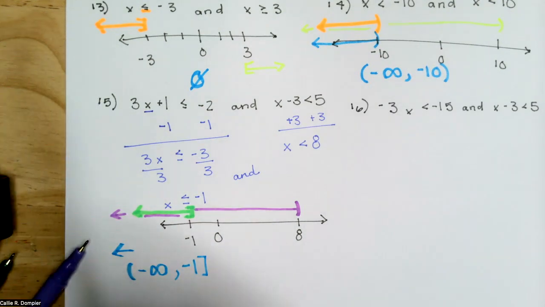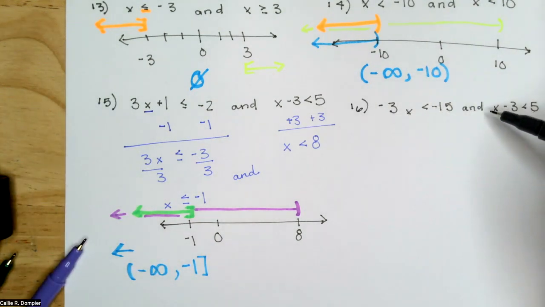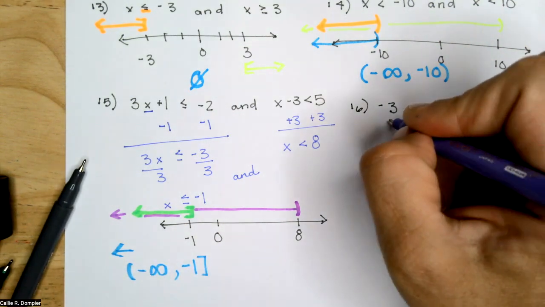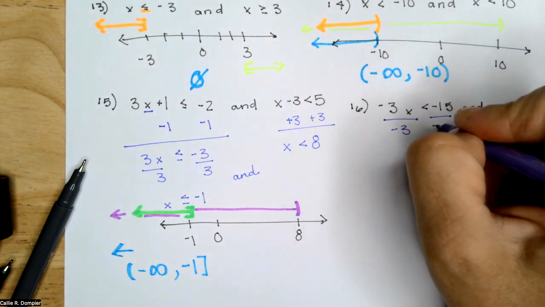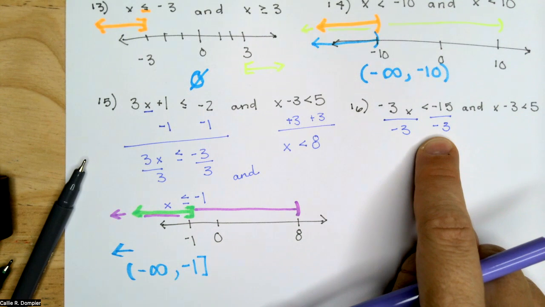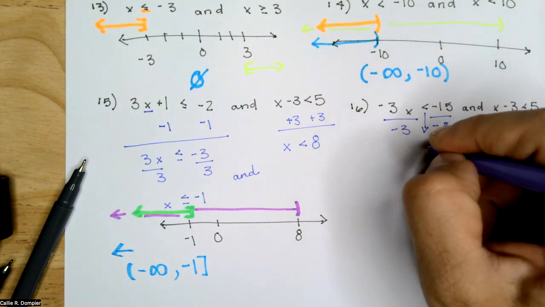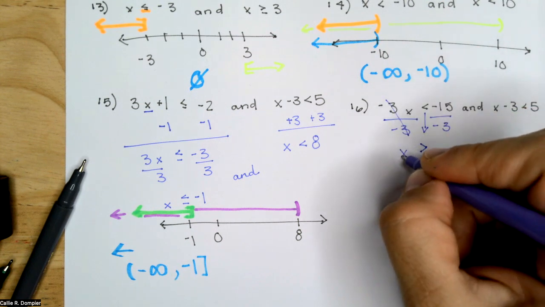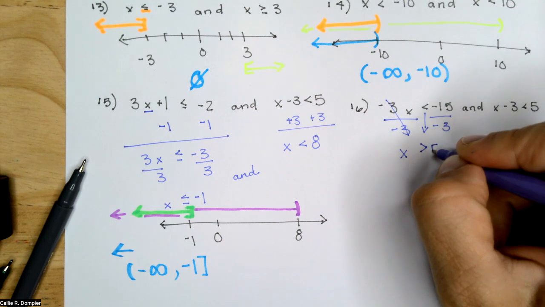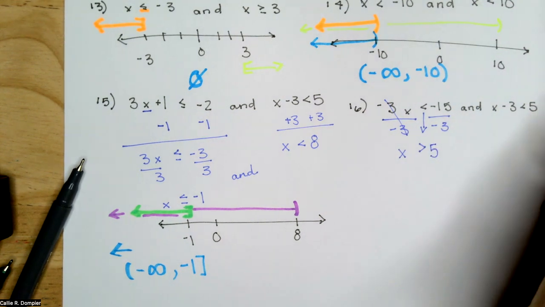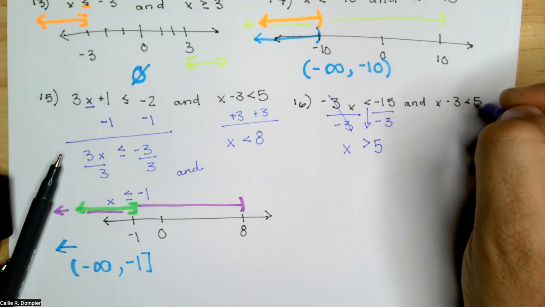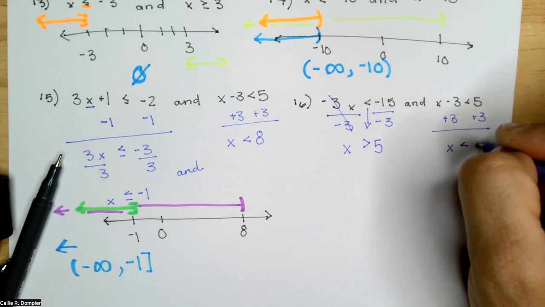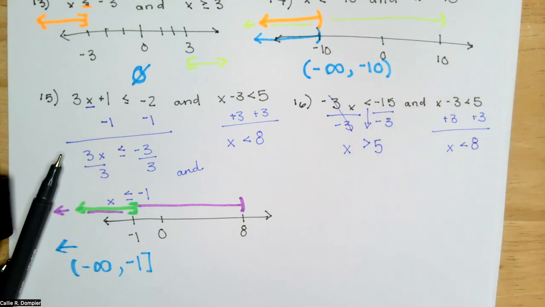All right, number 16 is negative 3x is less than negative 15 and x minus 3 is less than 5. So again, we're just going to solve this. So the first thing I'm going to do is divide by negative 3, divide by negative 3. As soon as you divide or multiply by a negative number, I want you to take that sign and switch it. So instead of a less than, it's now a greater than. That just becomes x. Negative 15 divided by negative 3 is a positive 5. Okay. And x minus 3 is less than 5. Add 3, add 3. X is less than 8.